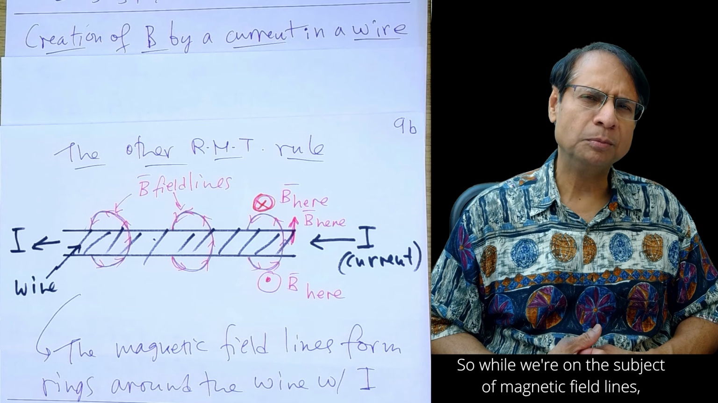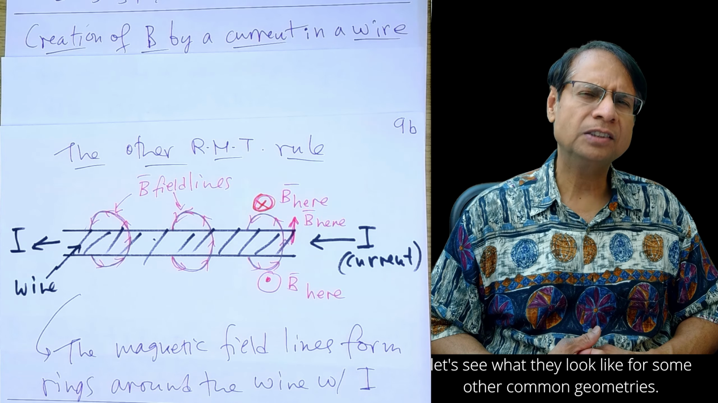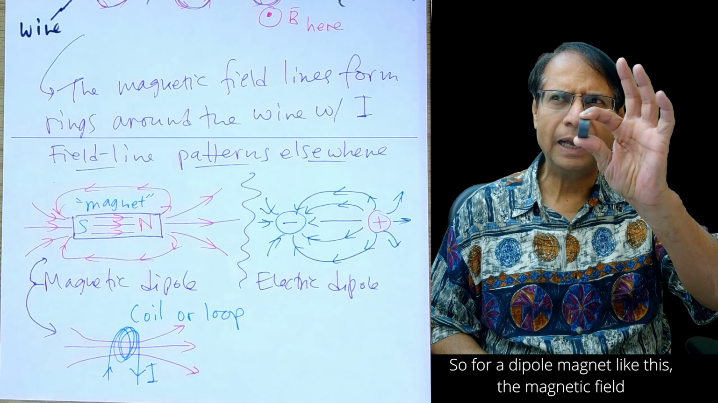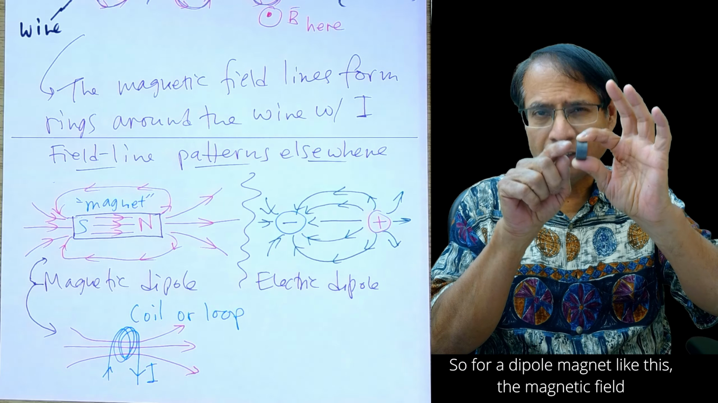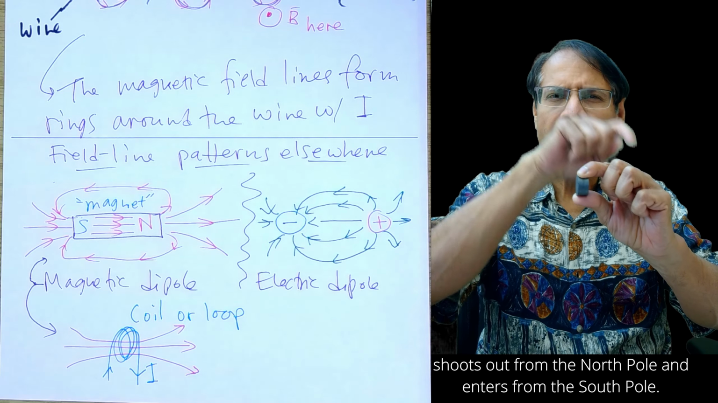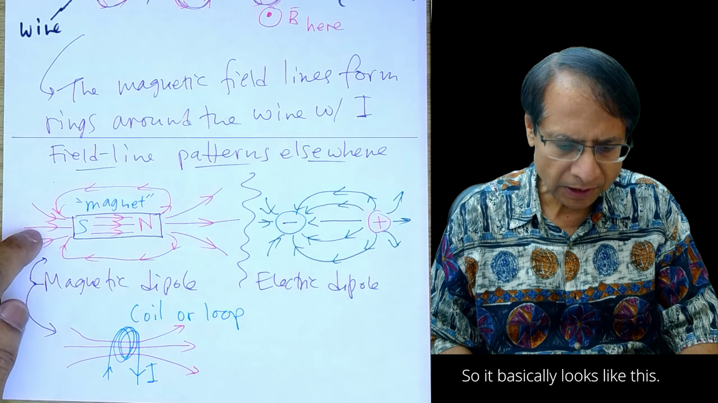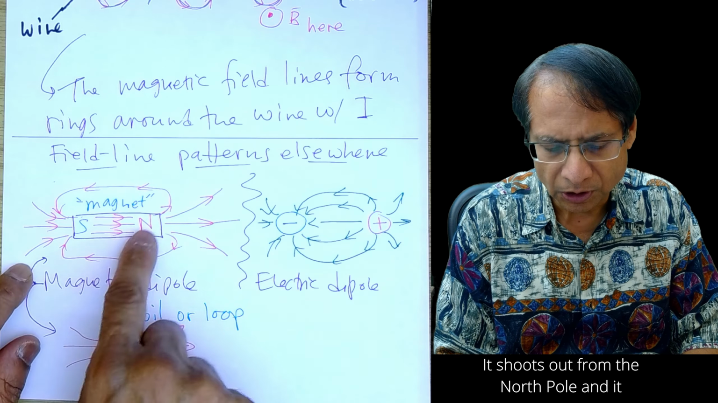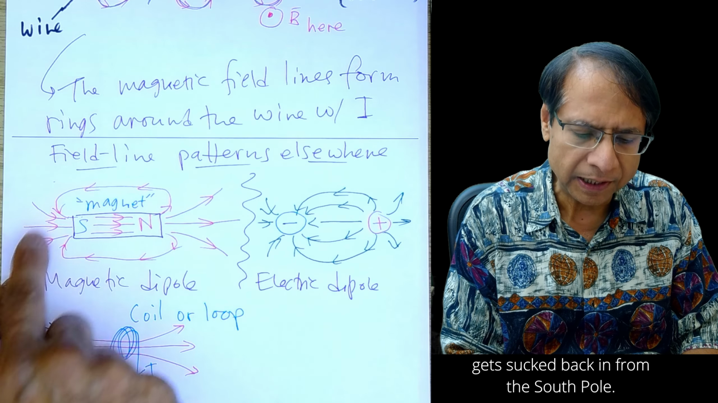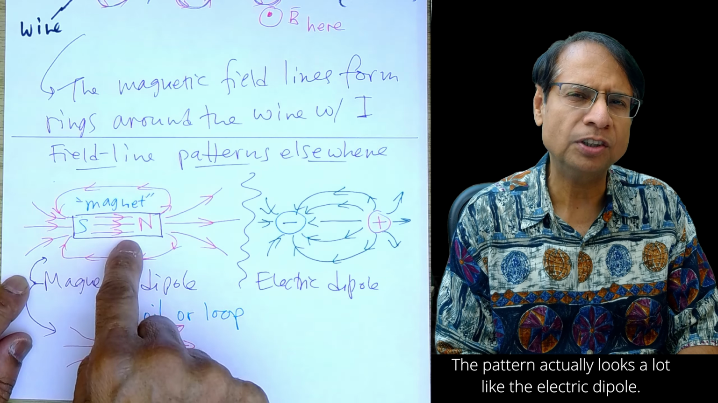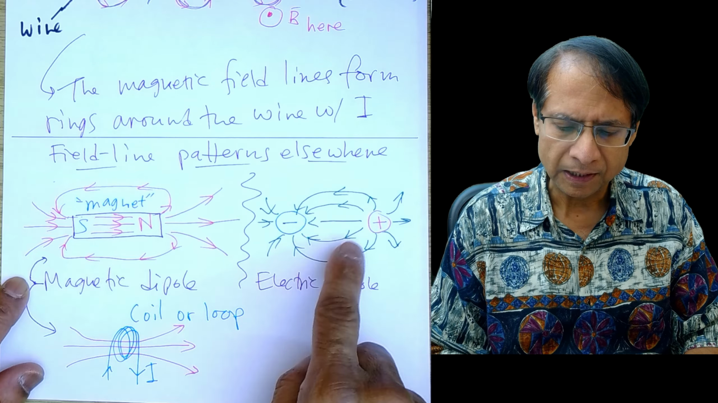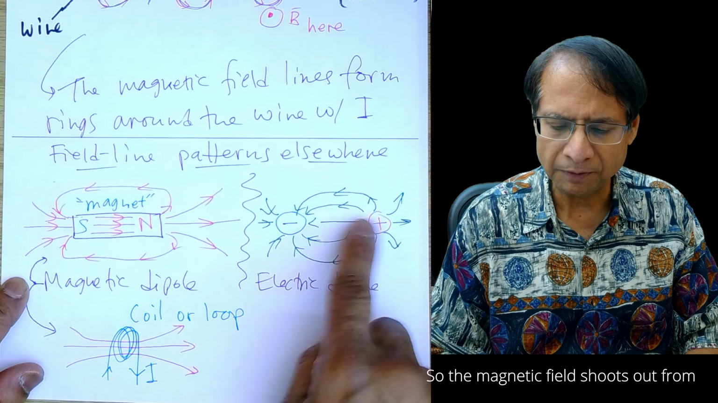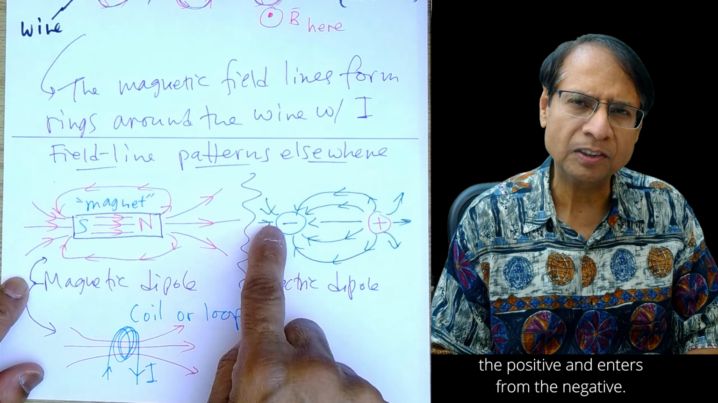So while we're on the subject of magnetic field lines, let's see what they look like for some other common geometries. For a dipole magnet like this, the magnetic field shoots out from the North Pole and enters from the South Pole. So it basically looks like this. There's the bar magnet, and the magnetic field goes through it. It shoots out from the North Pole, and it gets sucked back in from the South Pole. The pattern actually looks a lot like the electric dipole. In the case of the electric dipole, you have a negative and positive charge, and the field shoots out from the positive and enters from the negative.